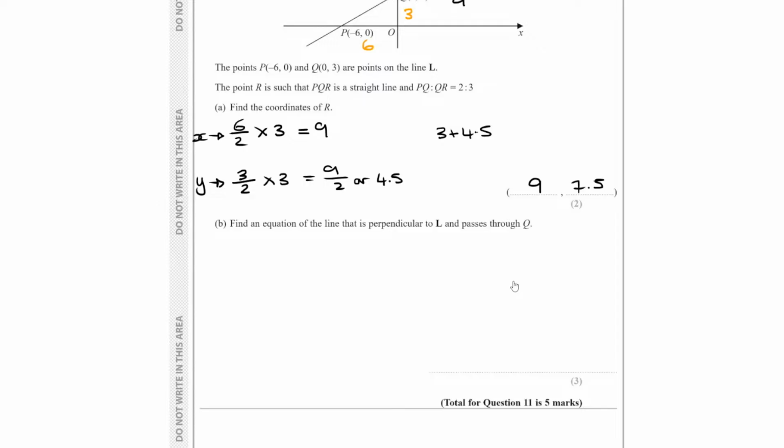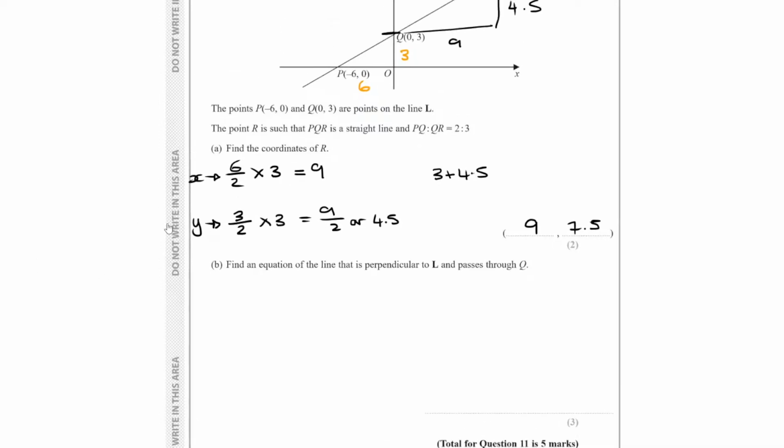So part B, it then says find an equation of the line that is perpendicular to L and passes through Q. So just a really nice perpendicular line question. We're passing through Q, so I'll just show you that. Q is obviously the coordinates 0, 3. So what we need to do is first of all find out the gradient. Now it's perpendicular, so what I'm going to do is find the gradient of the line, and then we can just do the negative reciprocal because we don't have enough information or coordinates for the perpendicular line, do we? We've only got one set, which is Q.